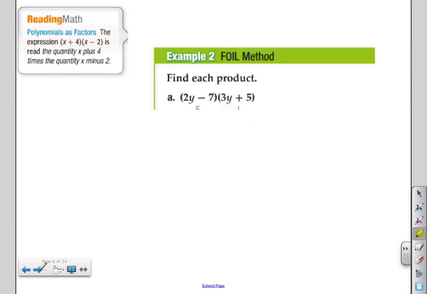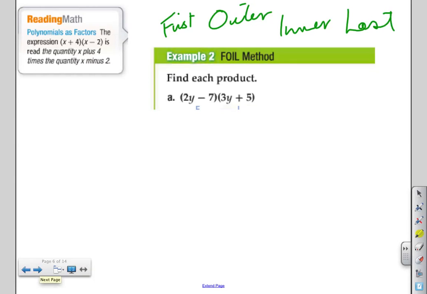So let's try it. First, outer, inner, last. Shall I write that on the page here so we can see it? First, outer, inner, and last, right? Okay, FOIL.